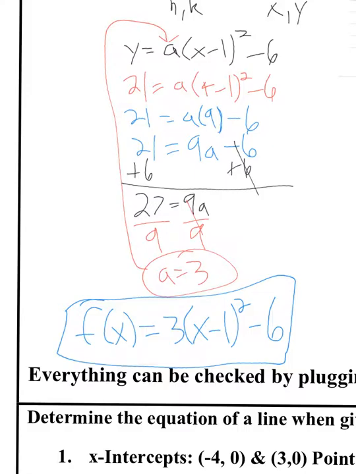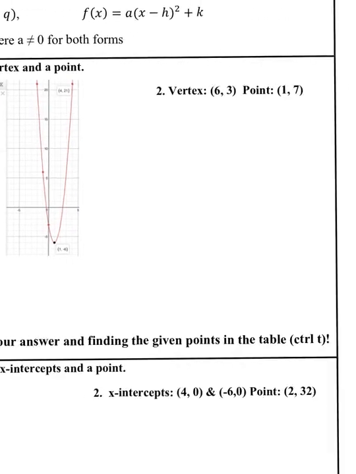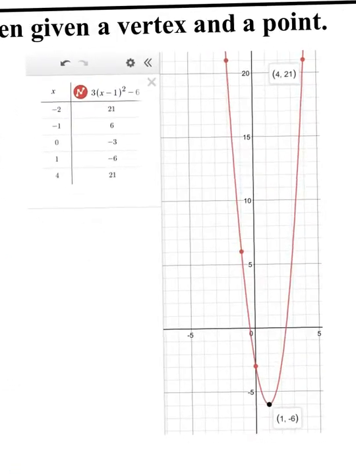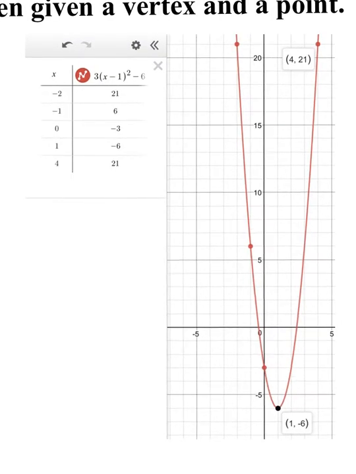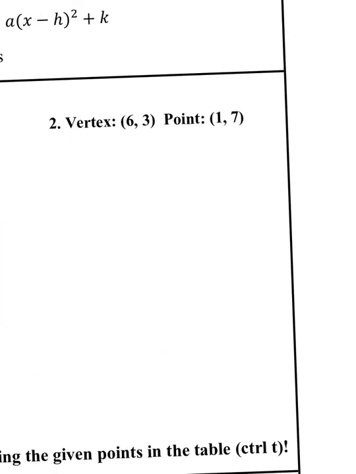So, once you've gotten your final answer, everything can be checked by plugging in your answer and finding the given points in the table. And that's Control-T if you don't remember. So here I'm using the Desmos app instead of the TI Inspire because that's what's on my calculator, my iPad I should say. You see a little table on the left, and a graph on the right, and I have both points showing that I was given on the graph and in the table. I see 4 comma 21, and I see 1 comma negative 6, and I typed in the function that I got, 3 times x minus 1 squared minus 6. So that's all there is to it. That's just how you check your work. Let's do the next example.